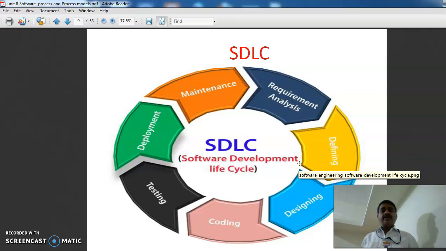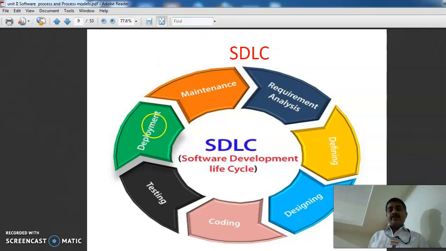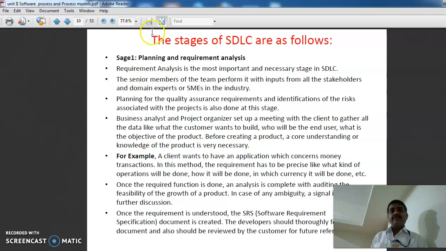So that is the main thing of software development life cycle. Now look at each stage in the life cycle. The stages of SDLC are as follows. What is the function of the first stage? Planning and requirement analysis. What does it contain?